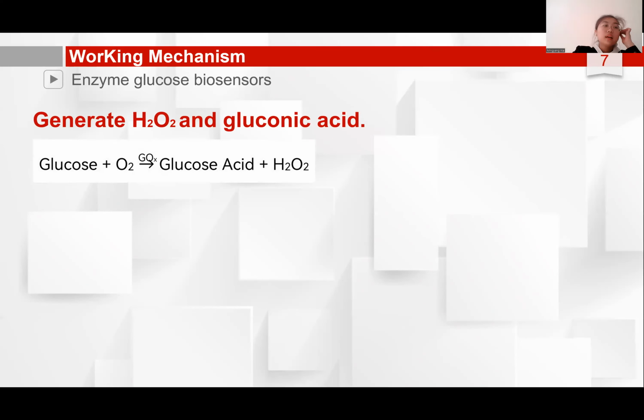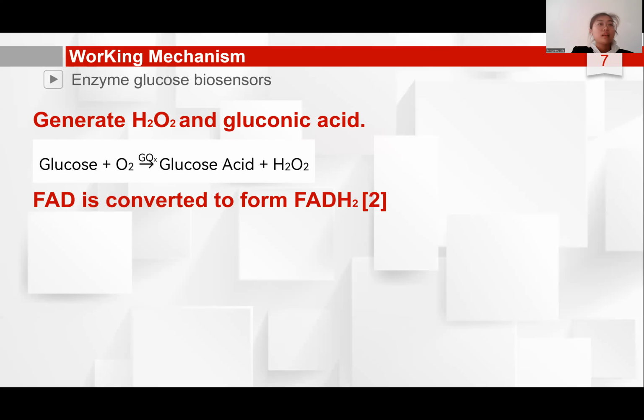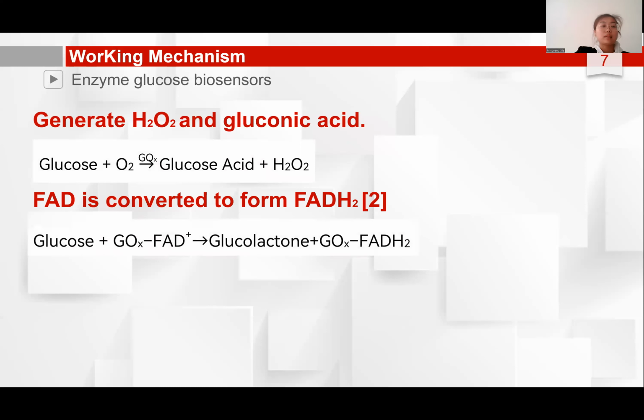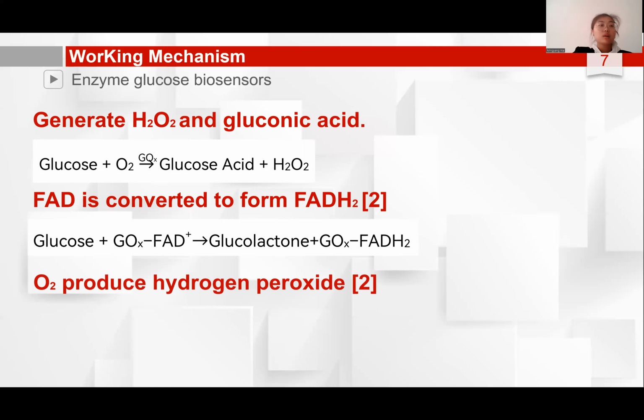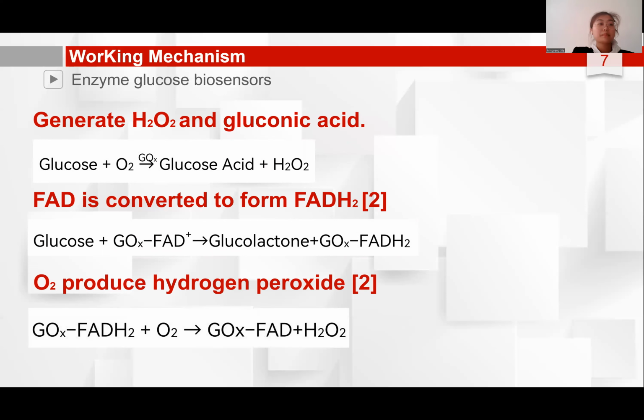And in addition, flavin adenine dinucleotide, FAD, which is a redox cofactor, is also required for GOX to operate as a catalytic agent. FAD, the original electroreceptor, is then converted to form FADH2, as shown in the equation like this. The cofactor will be reproduced by O2, producing hydrogen peroxide. The equation is like this.